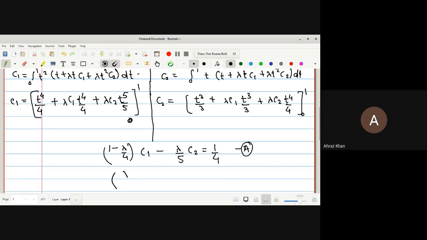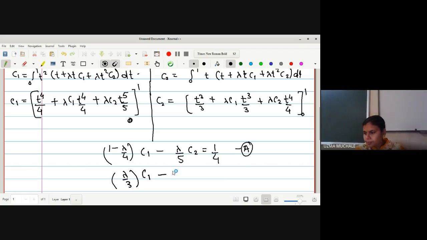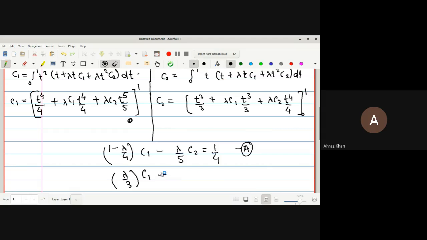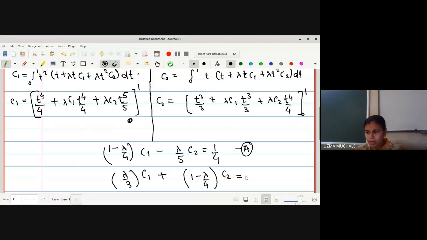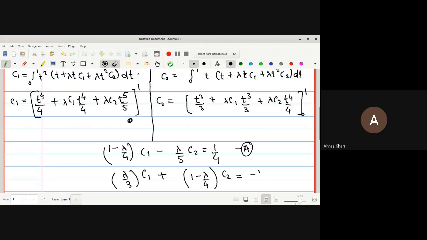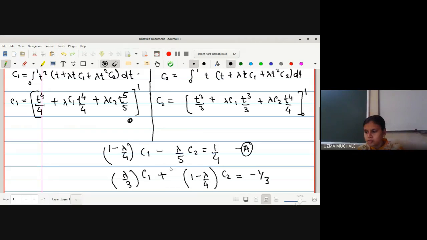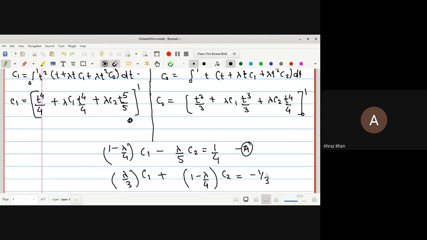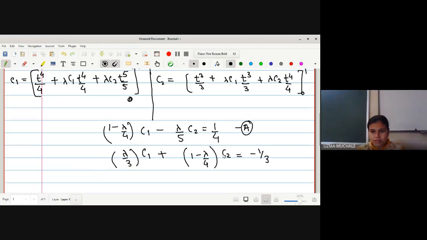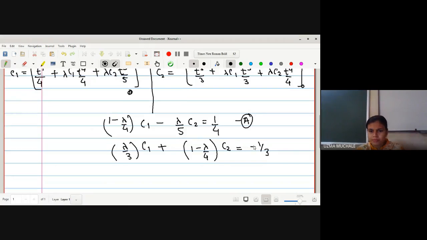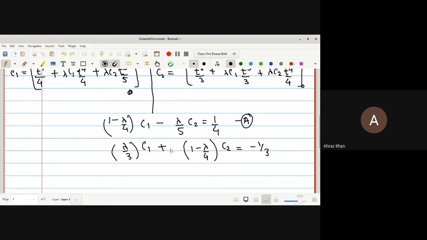Lambda upon 3 into C1 plus C2 into lambda upon 4 minus 1, it is equal to minus 1 by 3. Okay, fine. There it will be negative in between, ma'am. I have taken lambda upon 4 minus 1. In between these two terms, C1 plus C2. C1 minus C2 it will be.